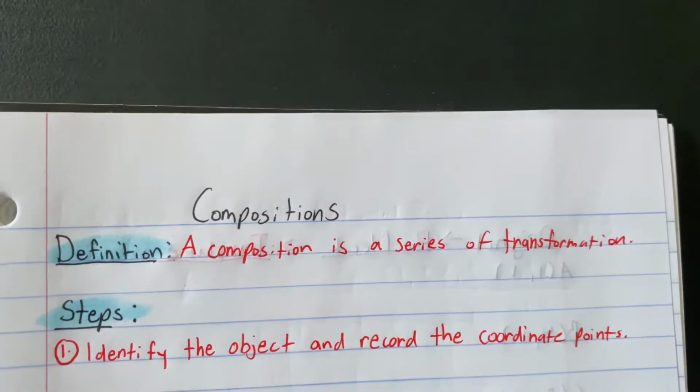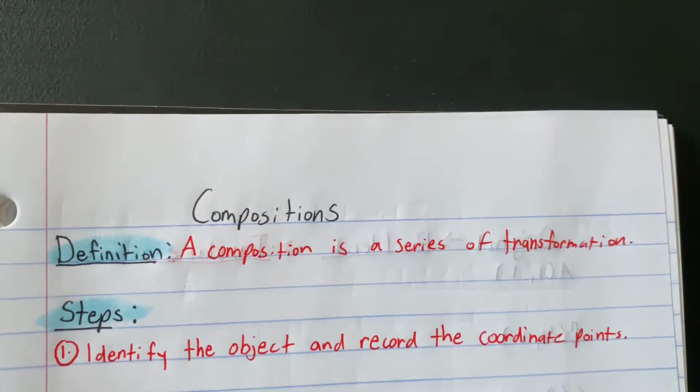Step number 1 when doing a composition is to identify the object and record the coordinate points. We're going to go over some examples later, but just remember this is talking about the original points. So when they give you the original points of ABC as these coordinates, please have those recorded.